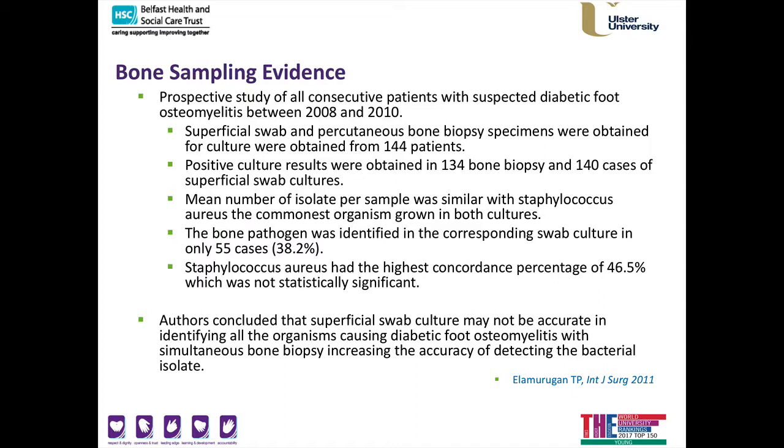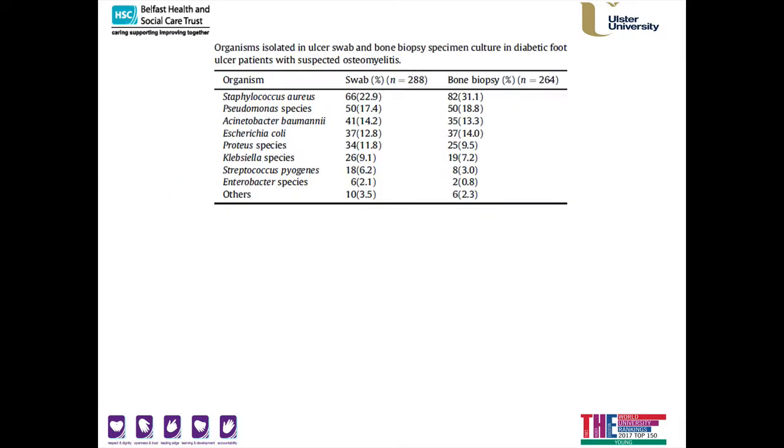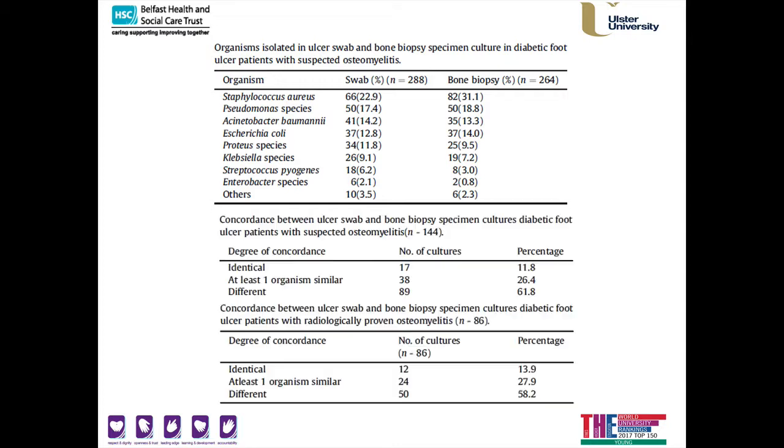So these authors concluded that a superficial swab culture may not be accurate in identifying all the organisms, and that simultaneous bone biopsy does increase the accuracy of bacterial isolates. So we look at some of their data. This is just a range of infective agents that they identified, and this is standard for most diabetic foot practices. However, their concordance between the ulcer swab and bone biopsy, both in patients with suspected osteomyelitis and those with radiological osteomyelitis, was very low at less than 15% for both these groups.